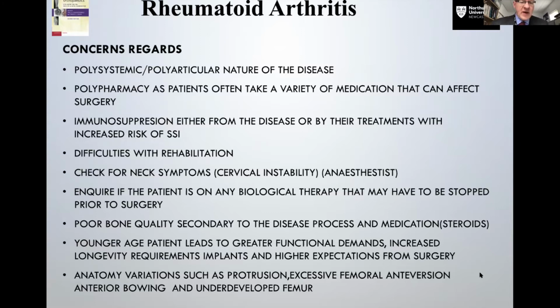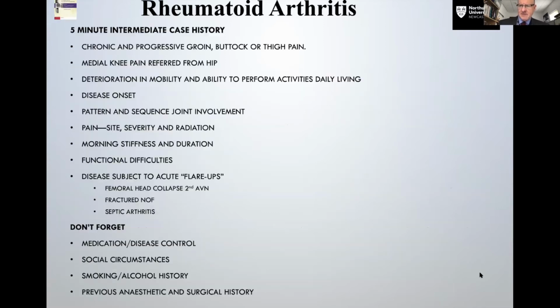The younger age of the patient at the time of total hip arthroplasty leads to greater functional demands, increased longevity requirements from the implant, and higher expectations from surgery. And if you have a juvenile chronic arthritic patient, the anatomical variations such as protrusio, excessive femoral anteversion, anterior bowing, and underdevelopment of the femur are challenging at surgery and may lead to some difficulties if I've not thought through the surgery and pre-planned this beforehand.